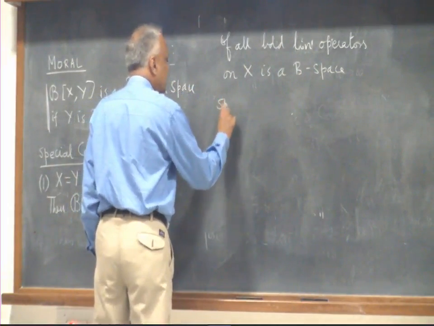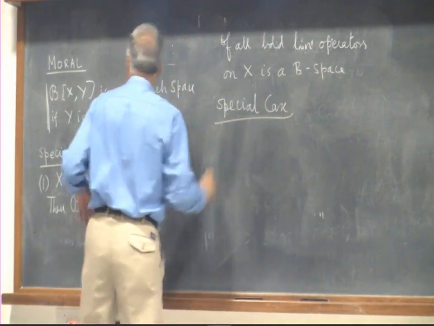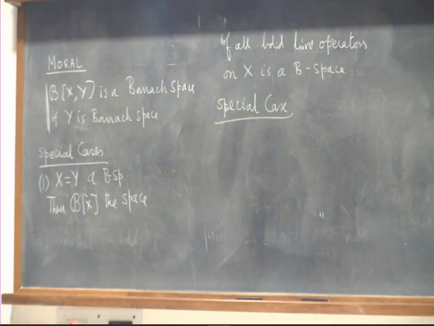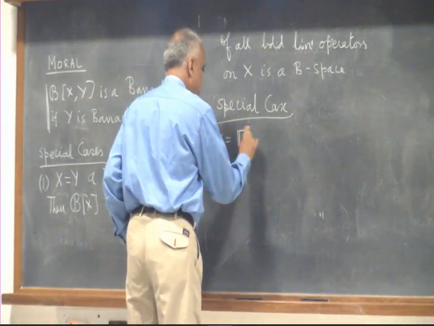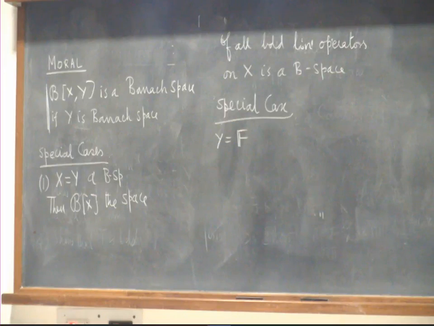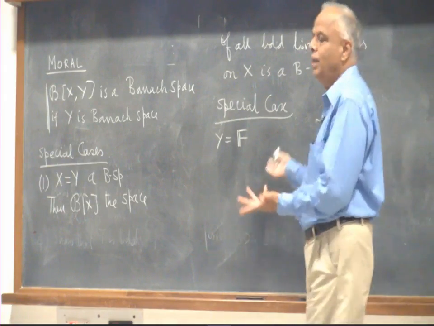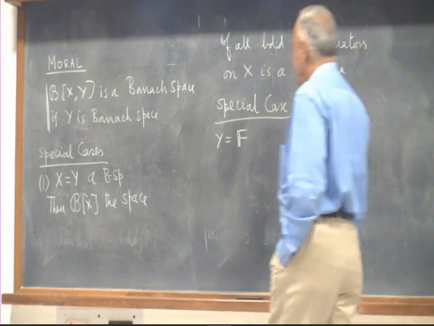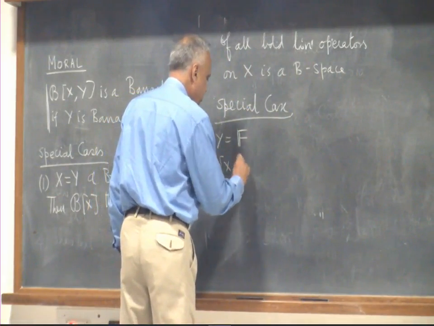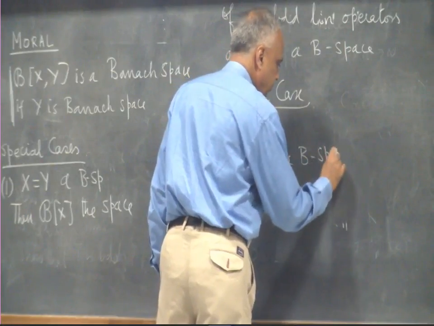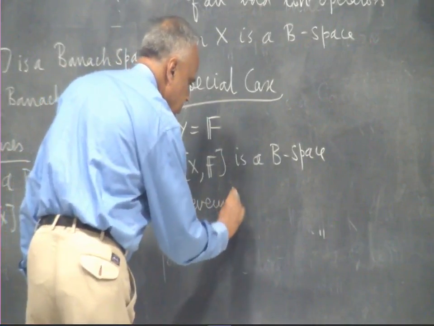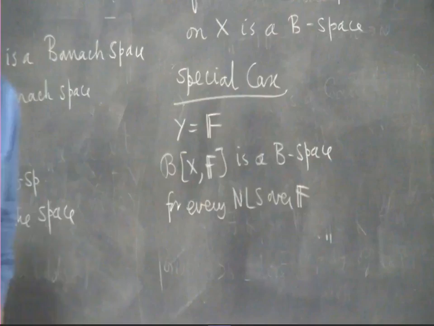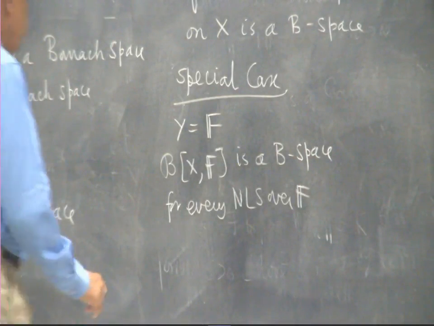The second special case is that we want Y a Banach space. The simplest Banach space we know is the numbers themselves. So, we take Y to be F. Remember, we say that F is complex or real. So, if X is a real nonlinear space, take F to be R. If X is a complex nonlinear space, take F to be C. Then automatically it is a Banach space. The real numbers form a complete space and the complex numbers form a complete metric space. So, they are both Banach spaces, and therefore B(X,F) is a Banach space for every nonlinear space over F. For every nonlinear space, the B(X,F) will be a Banach space, and this is denoted by X star.